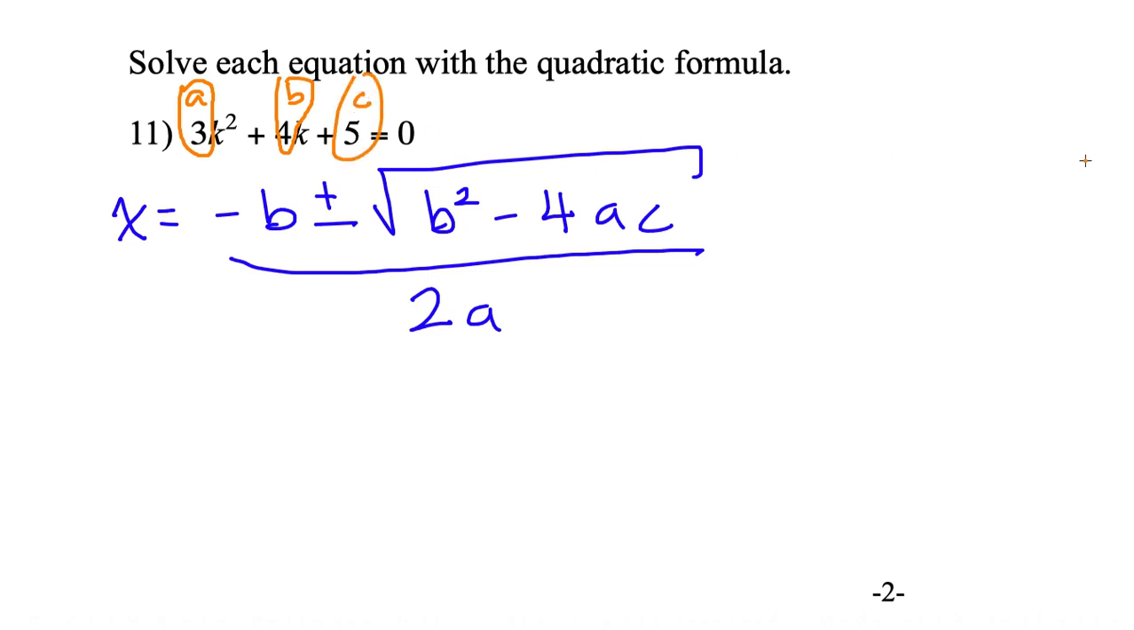So I'm plugging those in. Let's see what happens. So I have negative b, or negative 4 in this case. I should write out my x as well. X is equal to negative 4 plus or minus the square root of that same negative 4 quantity squared, which you can kind of leave off the negative 4 at that point, since you know a negative times a negative is a positive.